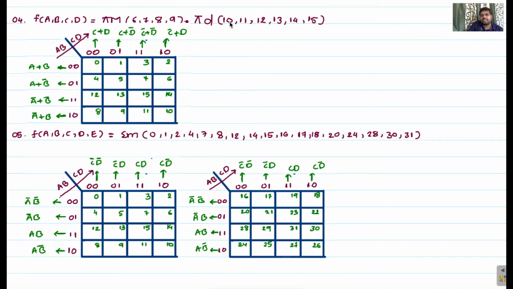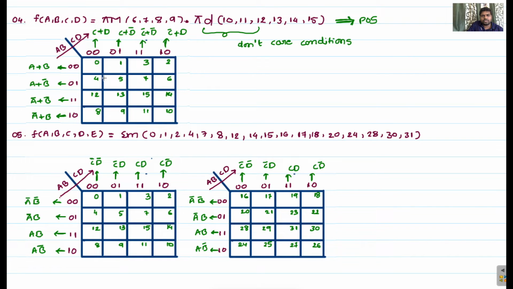So PI D is nothing but this is product of sum, and these are the don't care conditions. Okay, that you have to remember. Otherwise I will mention here: this is don't care conditions, and the given one is product of sum. And next you can indicate these function values in these square boxes. So now 6 7 8 9 are the function values.